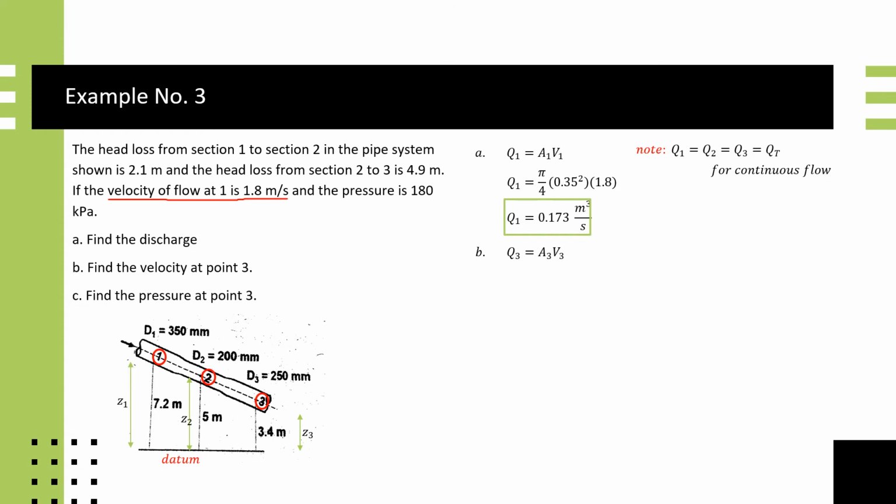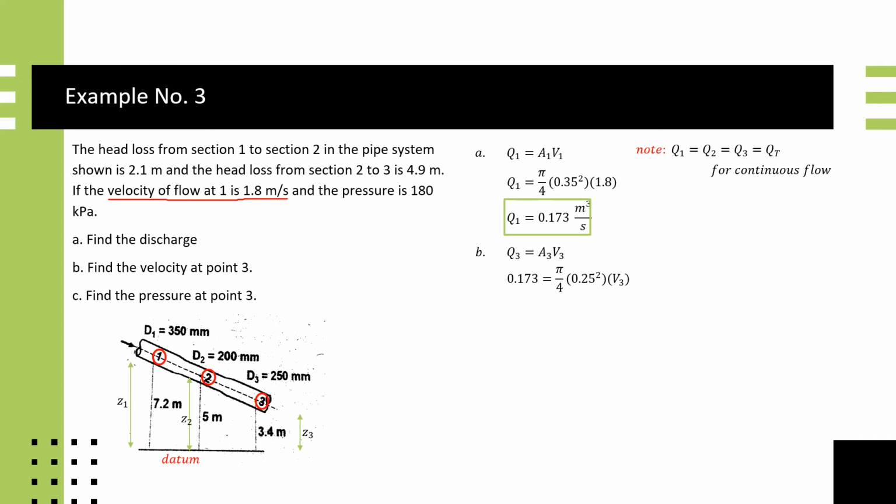Kasi given ang ating diameter sa point 3. Okay? Given yan. So, meron kang Q, meron kang diameter sa point 3. Ang hinahanap is velocity sa point 3. Okay? Given naman na lahat yan, sasalpak mo lang yung mga given.